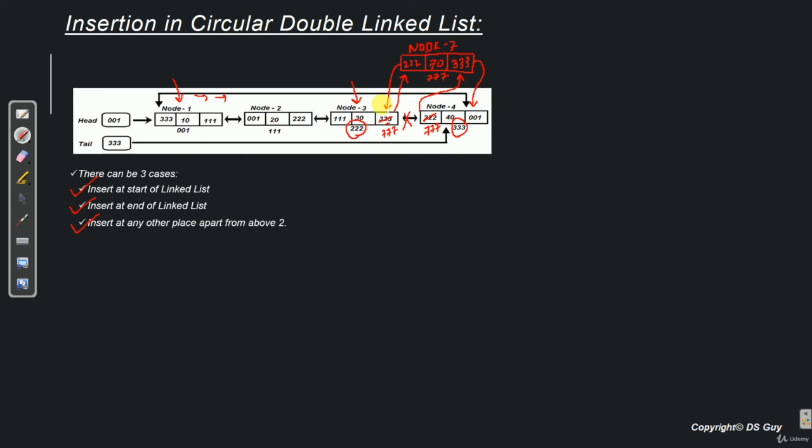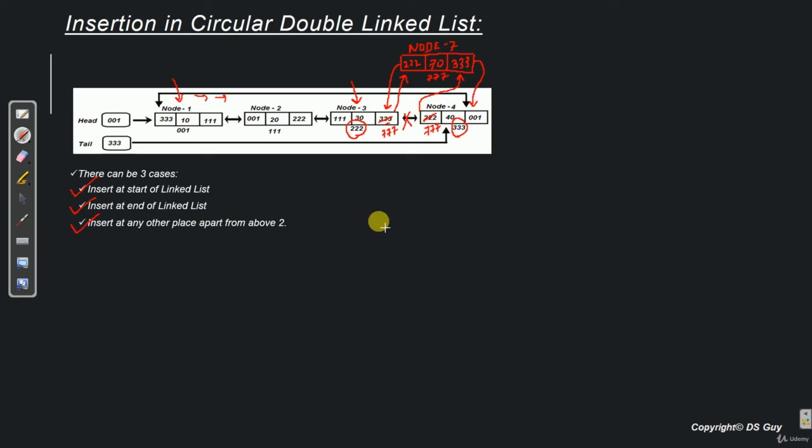Then we create a link between node 7 and node 4, so we update 333 here. Then we create a link between node 7 and node 3, so we insert 222 here. Now we need to create a link between node 3 and node 7, so we insert 777 here. Similarly, node 4 and node 7 need to be connected, so we insert 777 here. So by doing all these steps, we successfully inserted a new node in between node 3 and node 4.